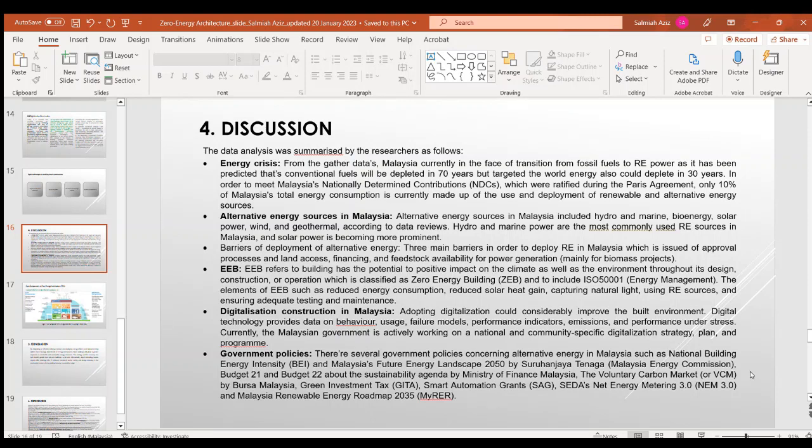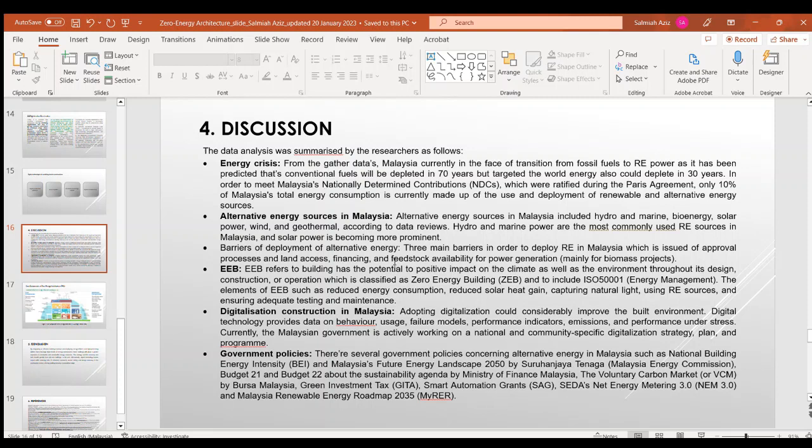The data analysis was summarized by the researchers as follows: energy crisis. From the data, Malaysia is currently in the phase of transition from fossil fuels to renewable energy power, as it has been predicted that conventional fuels will be depleted in 70 years, but targeted, the world's energy could also deplete in 30 years. In order to meet Malaysia's nationally determined contributions, NDCs, which were ratified during the Paris Agreement, only 10% of Malaysia's total energy consumption is currently made up by the deployment of renewable and alternative energy sources.